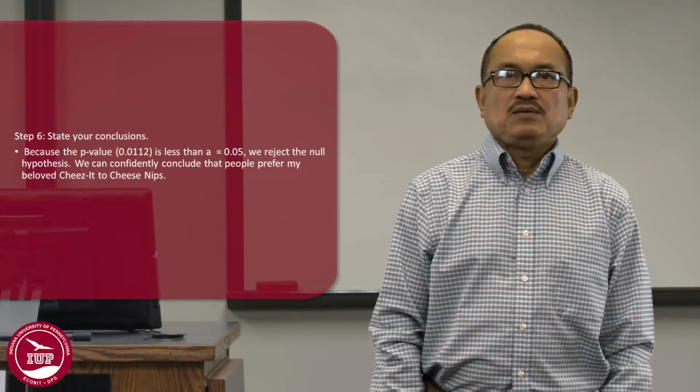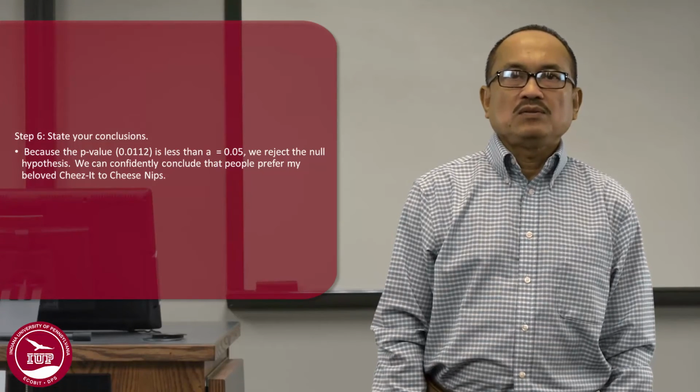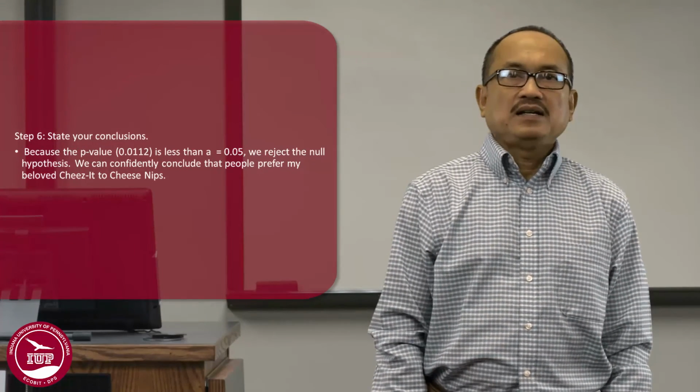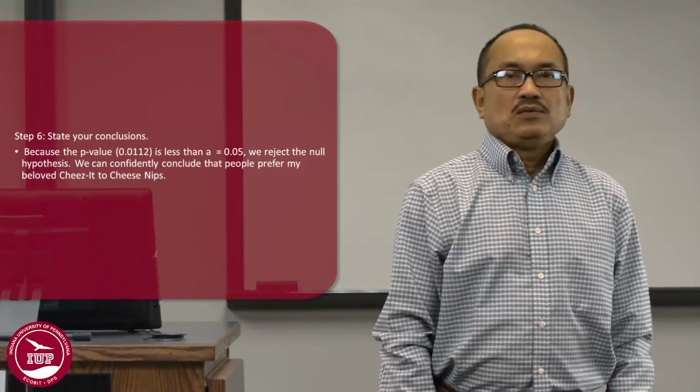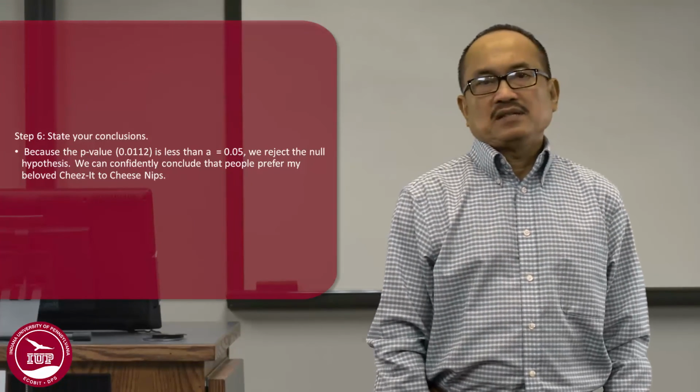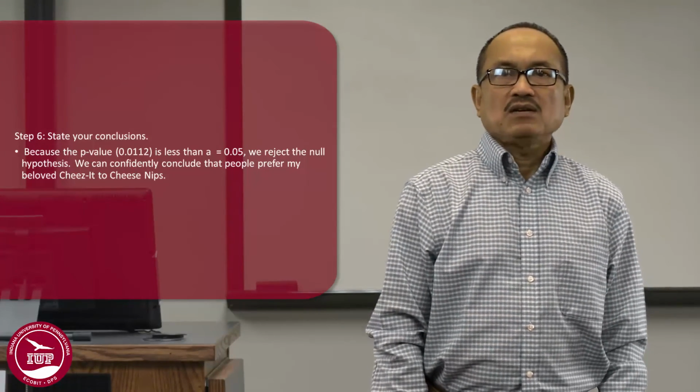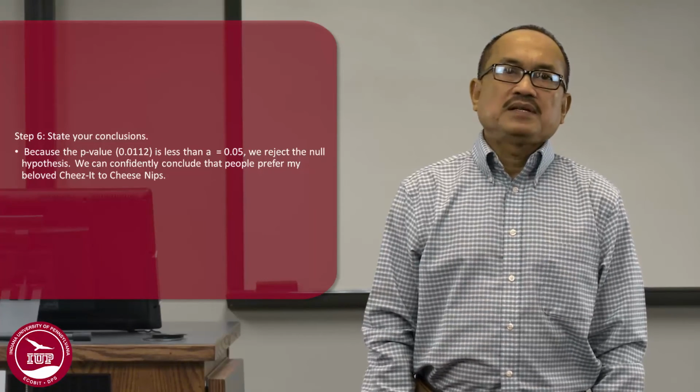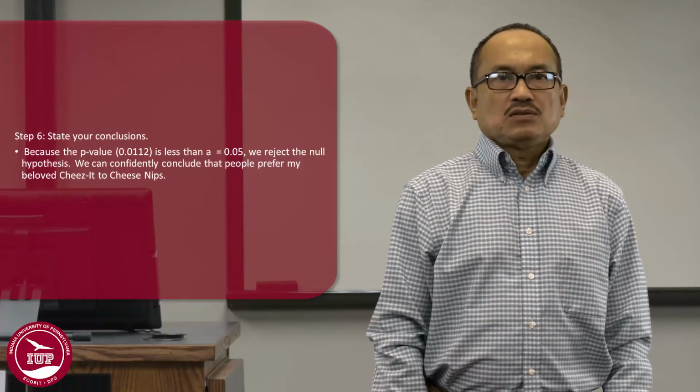Step 6. State your conclusion. Because the p-value 0.0112 is less than alpha equals 0.05, we reject the null hypothesis. We can confidently conclude that people prefer Cheez-It to Cheez Nips.